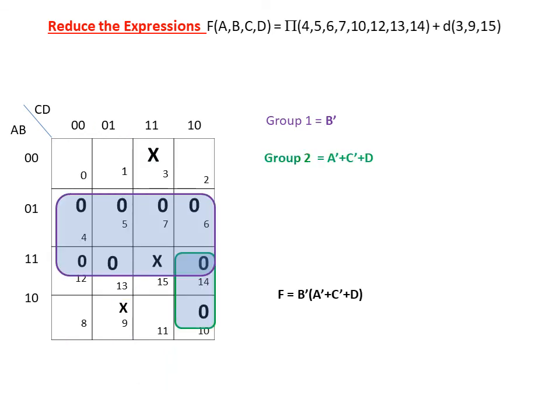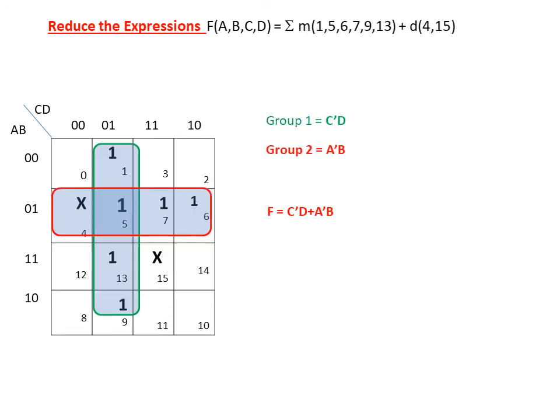In this example, the don't cares are 3, 9, 15. Now we are grouping into 8 cells and 2 cells. For the 8 cells, the answer is B bar, and for the second 2-cell grouping, the answer is A bar, C plus C bar plus D. In this question, the don't cares are 4 and 15. So we are making a 4-cell grouping and another 4-cell grouping. The answer is C bar D and here A bar B.